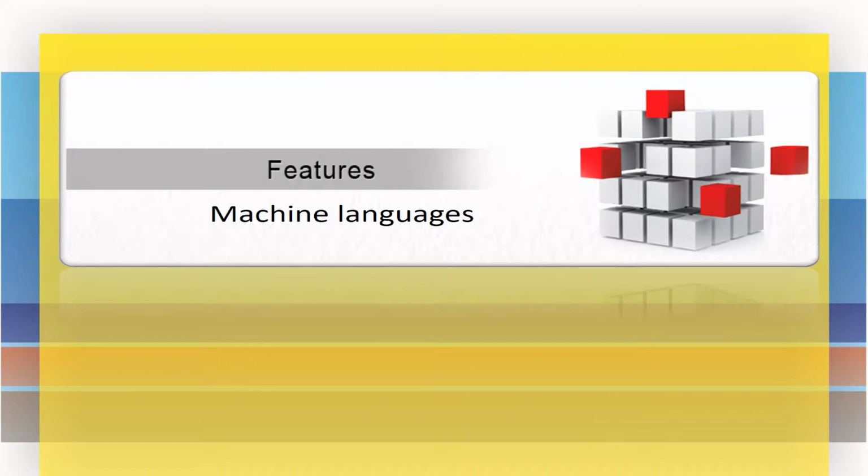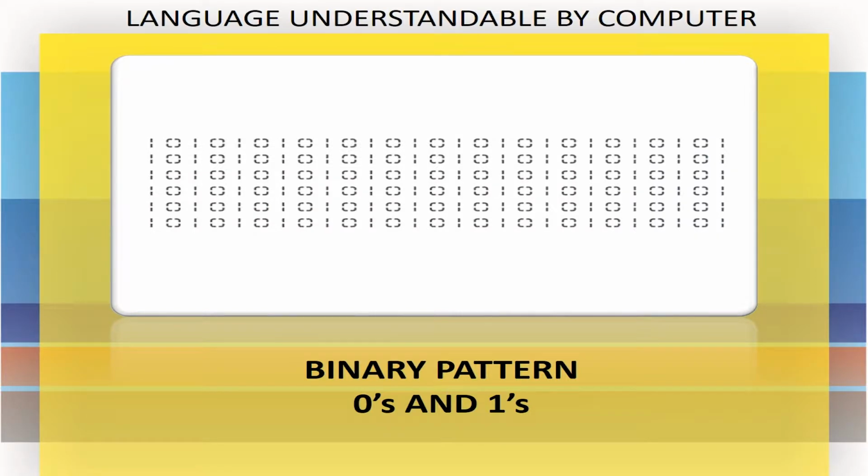The features of machine languages are: 1. This language is only understandable by computers. It comprises a sequence of binary patterns in the form of zeros and ones, which directs the activities of a central processing unit. Naturally, this language is difficult for humans to understand, not for computers.